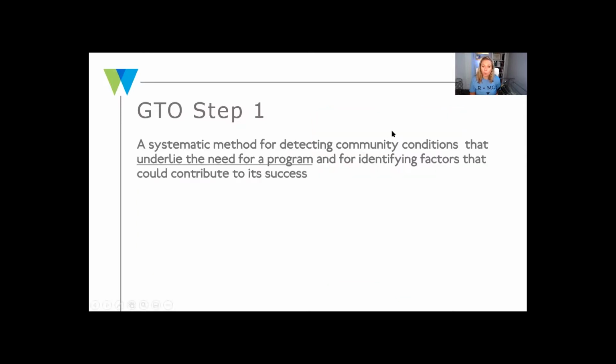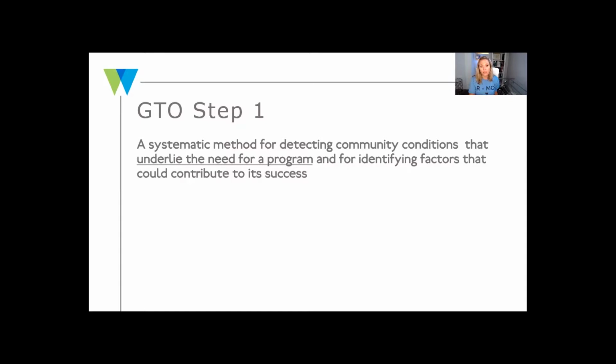So GTO Step 1 is a systematic method for detecting community conditions that underlie the need for a program, and for identifying factors that could contribute to its success. So this is a need. What is the need in the population you're serving? Not what services need to be available. That's a difference that's a little nuanced, but important to think about. When we're talking about the needs assessment here, we're talking about the population you want to change.